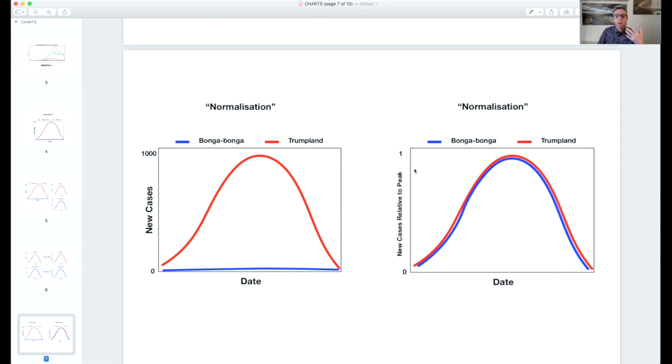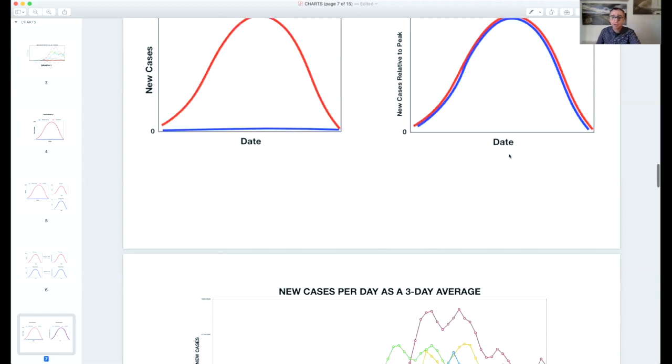What you lose with this technique is that where the curves are on the vertical axis isn't giving us any meaningful information about absolute cases in those countries. This combined graph on the right is not saying at any point the number of cases in Bonga Bongaland was the same as in Trumpland. We're looking at the shapes of the curves, their relative positions, rather than their absolute positions. So that's what I'm doing with the normalization on the data.